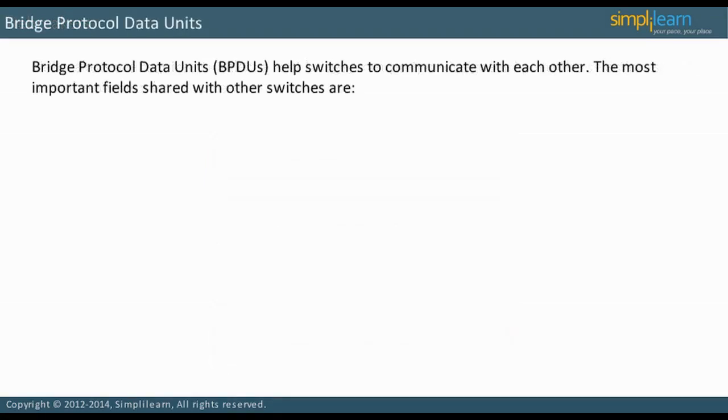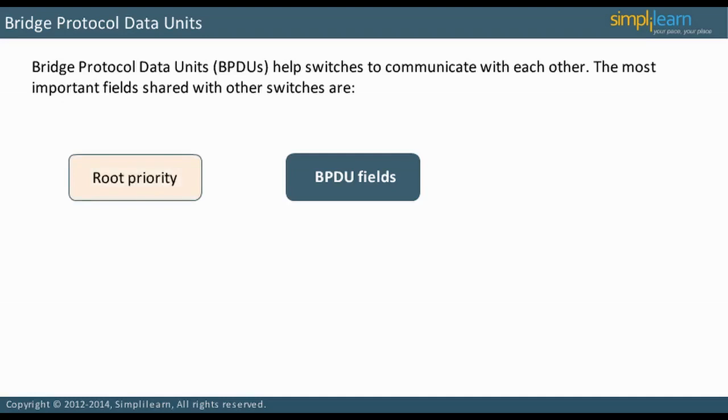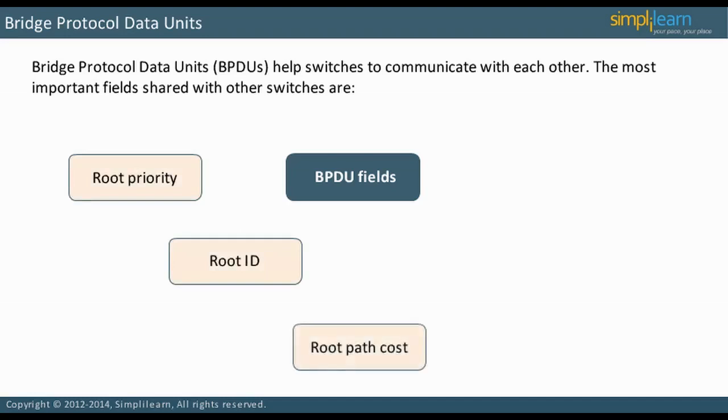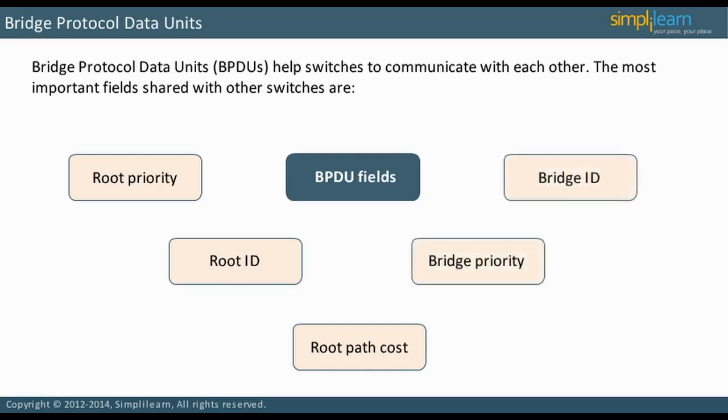Bridge Protocol Data Units, BPDUs, help switches to communicate with each other. BPDUs contain many fields. The most important fields to share with other switches are as follows. The first is root priority. The next is root ID, which is the bridge ID of the root bridge. Another important field is root path cost, which is the cost of reaching the root bridge. The fourth is bridge priority, and the fifth field is bridge ID.